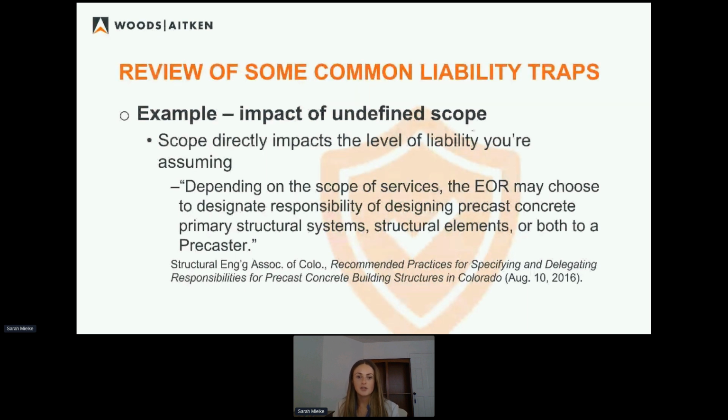Because as you'll see from the Structural Engineering Association of Colorado, they view liability as totally dependent on scope. "Depending on the scope of services, the engineer may choose to designate responsibility of designing precast concrete, primary structural systems, structural elements, or both to a precaster." This is specific to precast concrete, but note the very first clause: depending on the scope of services. If your scope is not clearly defined, your liability cannot be either. So it is very important that you define your scope clearly.